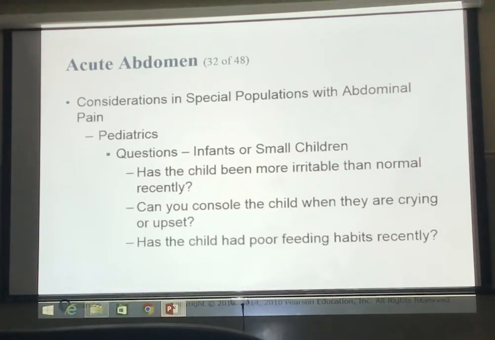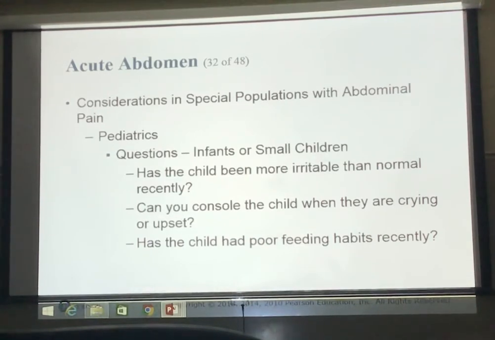Young pediatric patients, especially infants, cannot effectively describe their symptoms. Therefore, you need to collect as much of the history as you can from the parent or primary caregiver. It is important for you to transport any child suspected of having abdominal pain, even if the vital signs appear to be within the normal limits for the child.